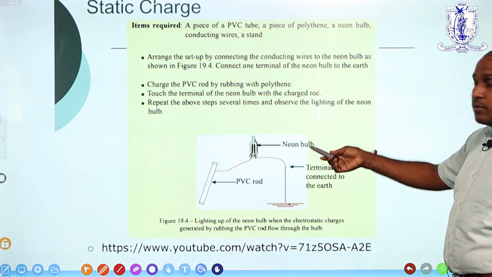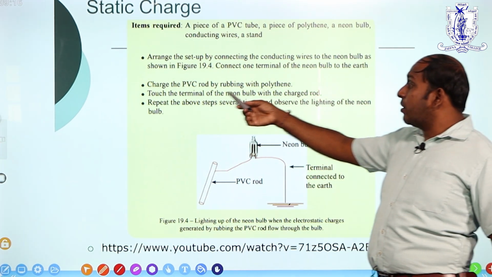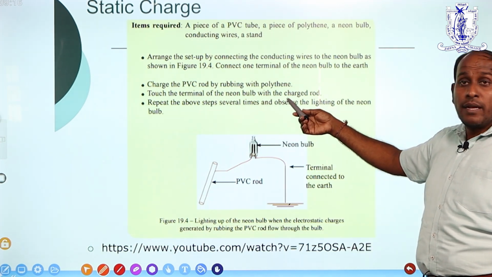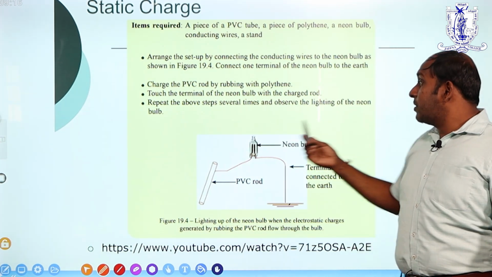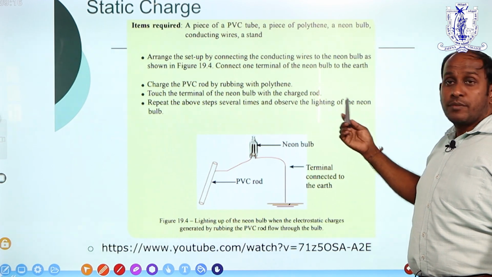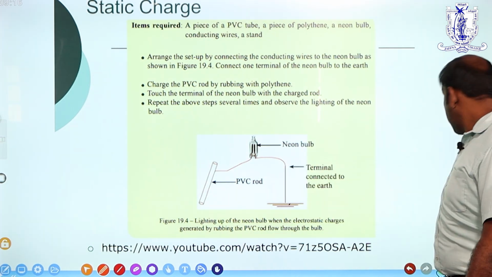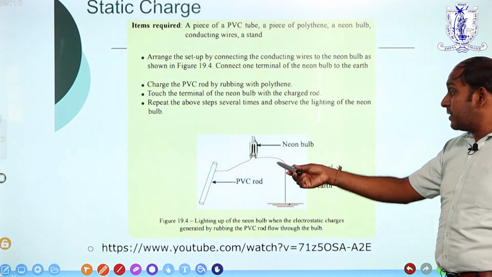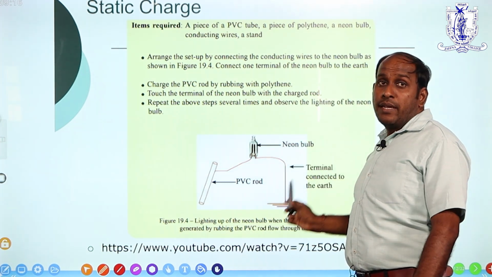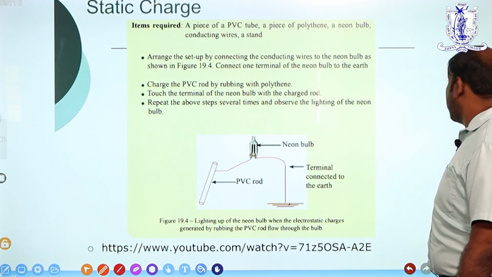Also, in your textbook, the PVC is wrapped with the polythene, touch with the terminal end of the neon bulb to the charged rod, repeat the above steps several times and observe the lighting of the neon bulb. Here is a simple experiment. This static charge is created and the passing of electrons is the important main thing for conducting electricity.